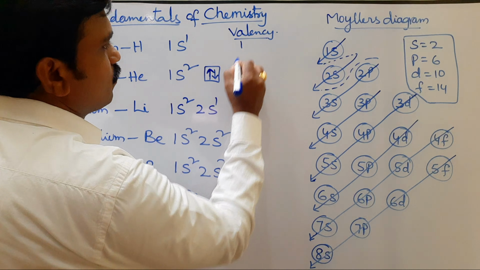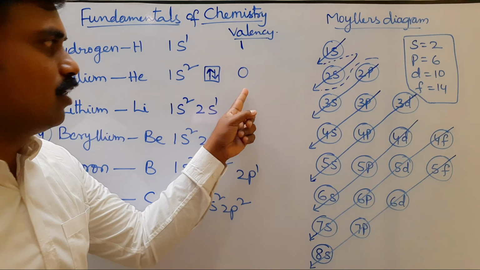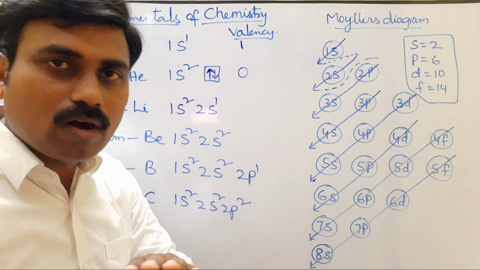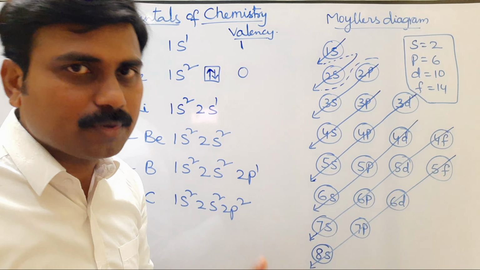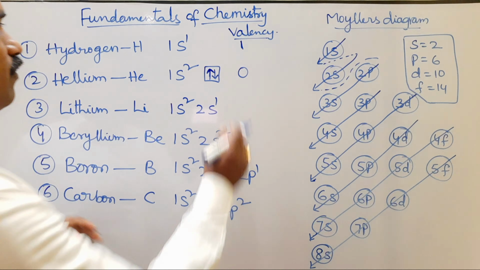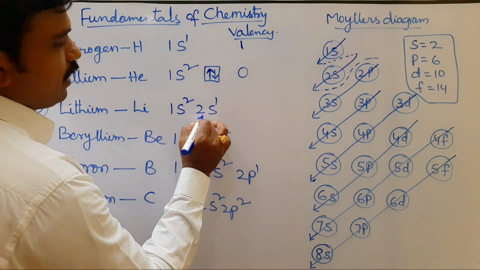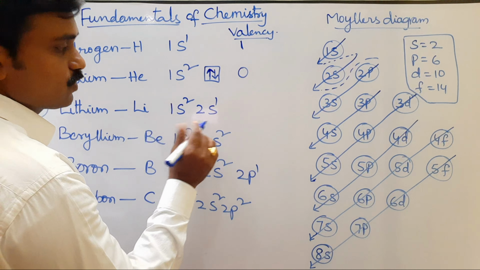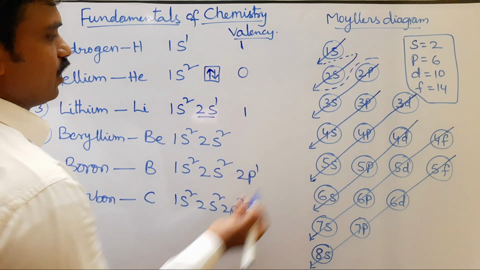Helium valency is 0. Why is helium valency 0? Because it is a noble gas, a monoatomic gas, which cannot participate in chemical bond formation due to its inert nature. That's why helium valency is 0. Lithium has two shells. The first shell has 2 electrons and the second shell has only 1 electron. That's why the valency of lithium is 1.